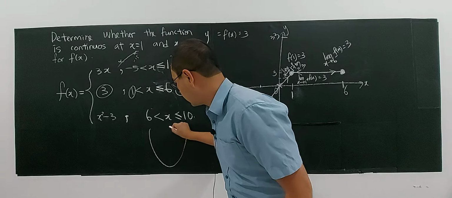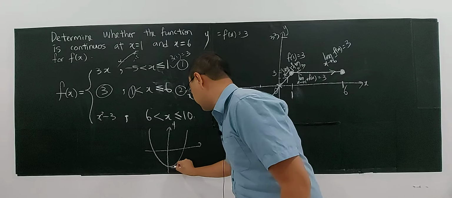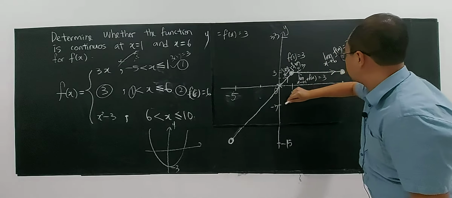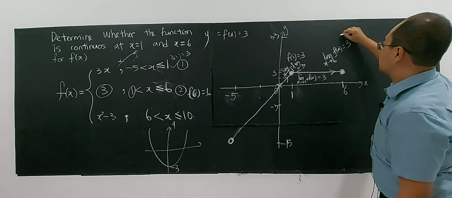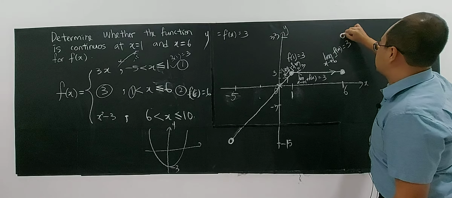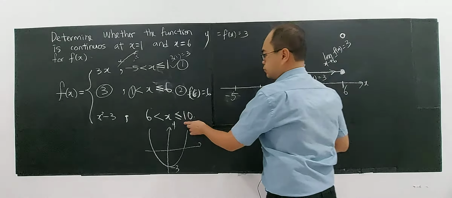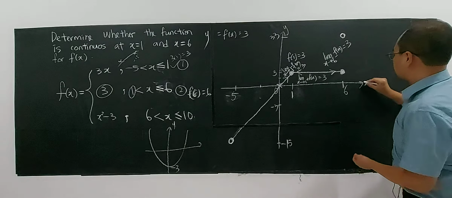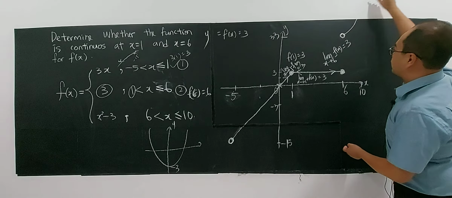It will intercept the y-axis at negative 3, so there is a negative 3 here. The graph is supposed to be this way. At 6 it is 33, an empty circle, so 33 is not included, up to 10. At 10 it will be 100 minus 3, a very big number, so the graph goes very high, but it doesn't matter. The problem is here.